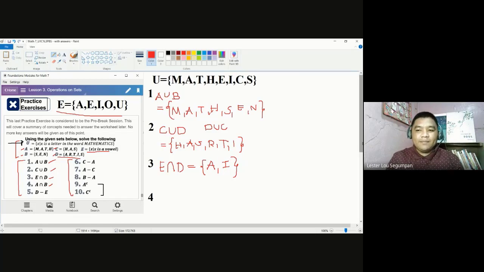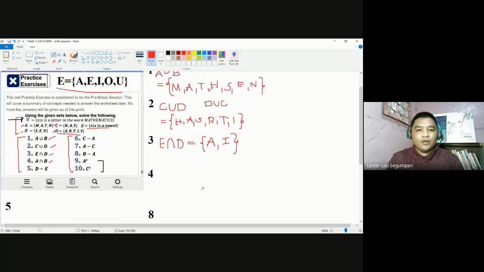Considering that same concept, let's follow number four. Number four is the intersection of set A and set B. We are looking at the common elements that can be found in set A and in set B. However, set A has elements M, A, T, and H. But for set B, it has elements S, E, and N. We don't have any common elements between the two.